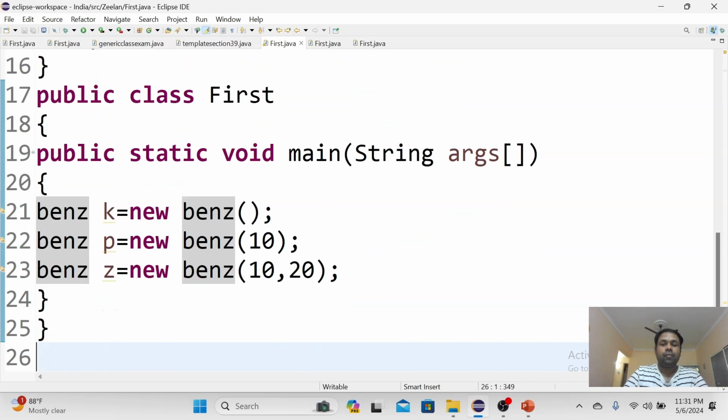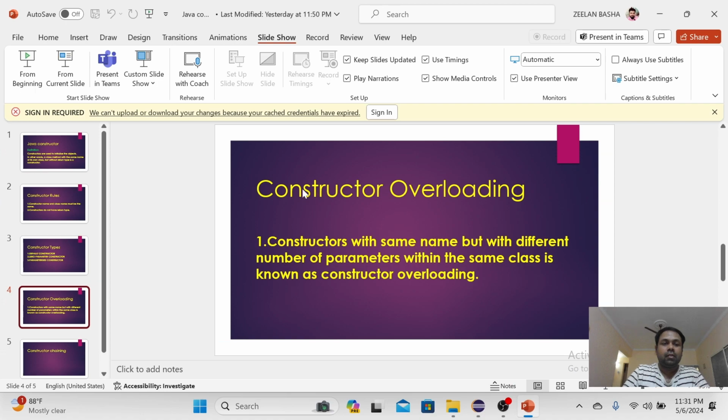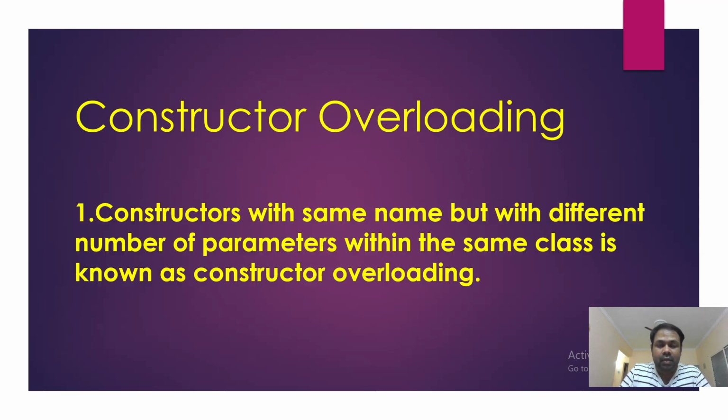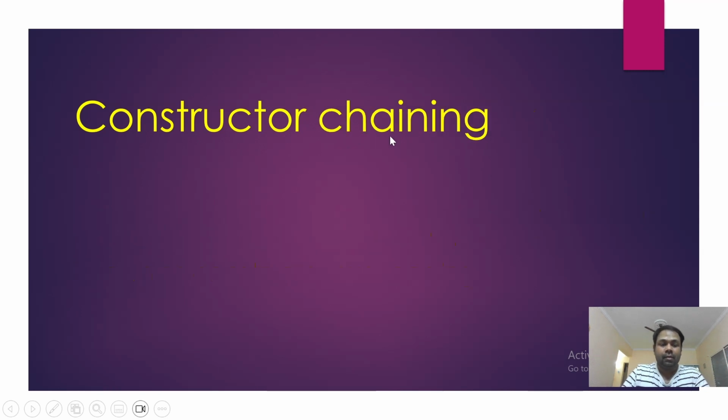Right? So now let me jump to the next topic. The topic name is constructor chaining. The constructor chaining topic comes only in the place of constructor overloading. I repeat, constructor chaining can be applied only in which place? In constructor overloading only. And how constructor chaining is done, I will show you. Constructor chaining is something like communication among the constructors, calling one constructor from another constructor. How we can do that, I will explain.